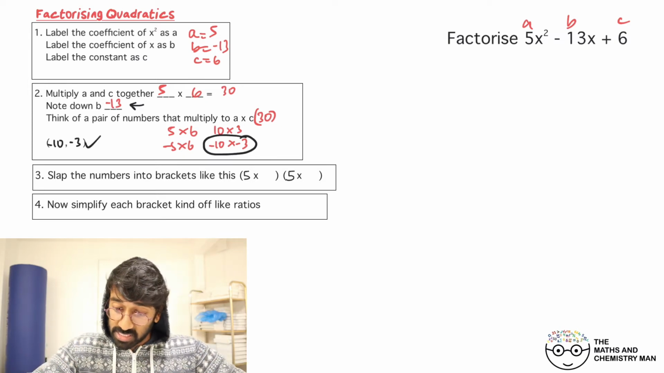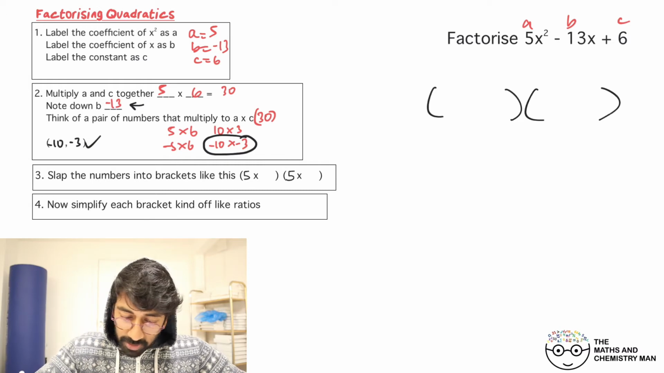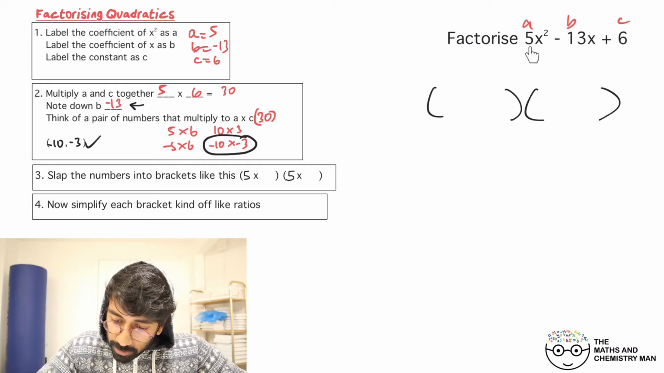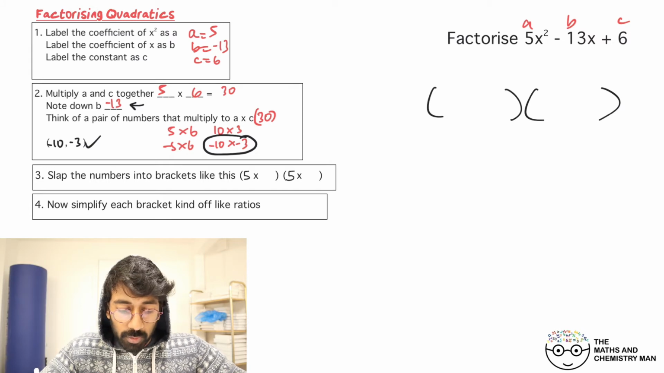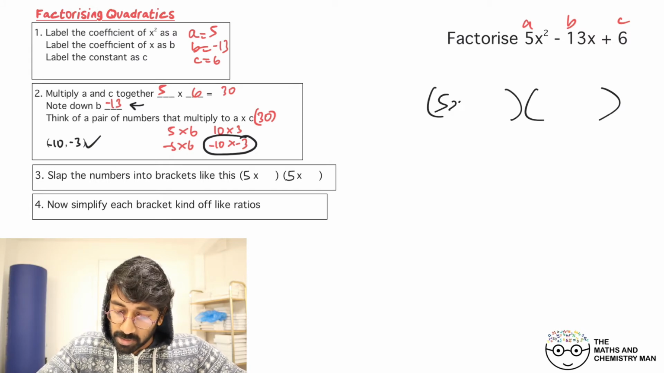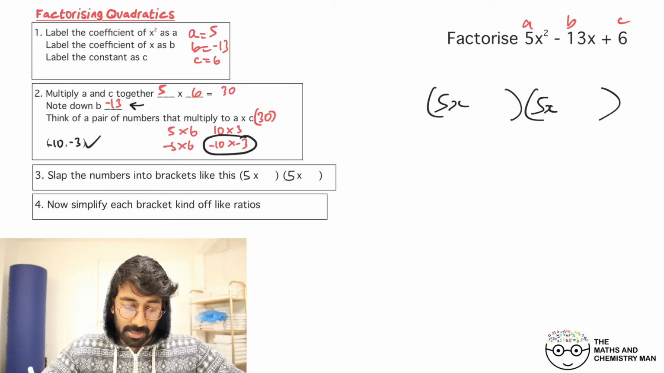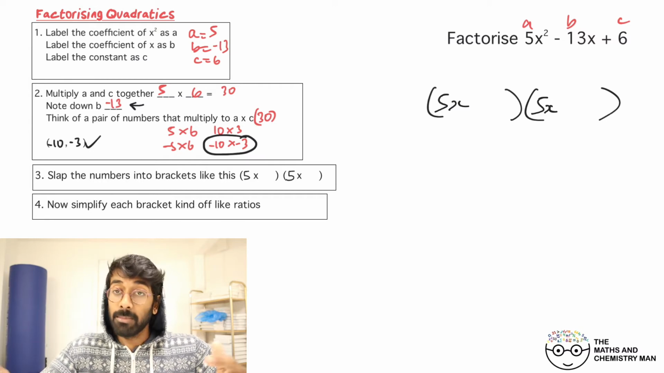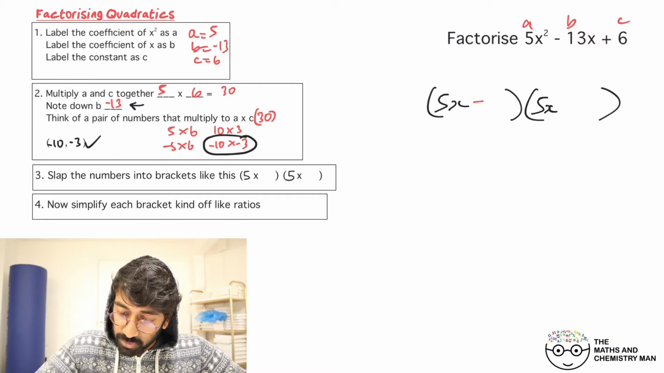Now remember, set up our 2 brackets. And what goes in the front this time? Well, because the number in front of the x squared is 5, all we're going to do is pop 5x in at the front. So 5x and 5x. And now all we do is we look at the numbers that we picked, which were minus 10 and minus 3, and throw those straight in.